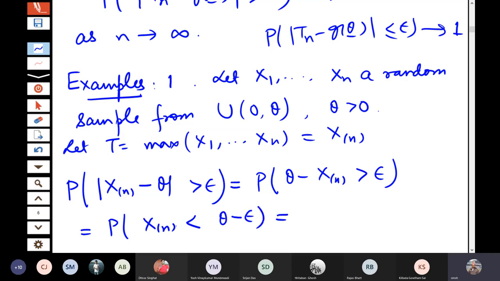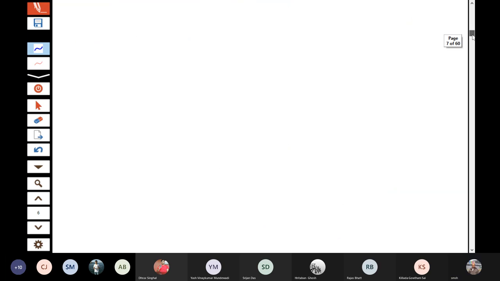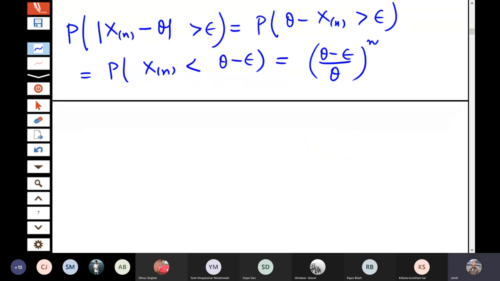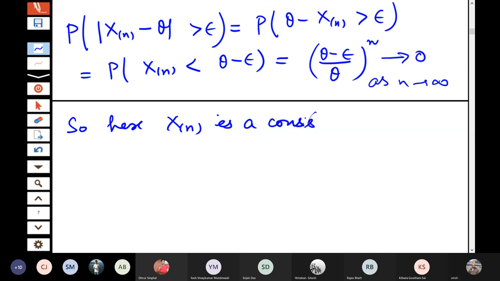If you remember the distribution of the maximum that we had derived, if the maximum is less than theta minus epsilon, that means each of them is less than theta minus epsilon, and then using independence it becomes (theta minus epsilon) to the power n. Now epsilon is a positive number, so theta minus epsilon is less than theta, so this goes to 0 as n tends to infinity. So here Xn is a consistent estimator of theta.